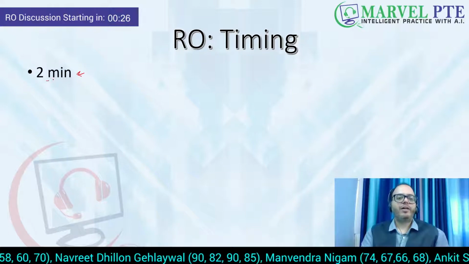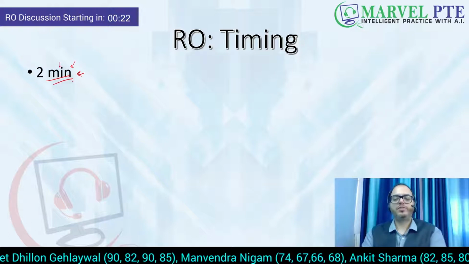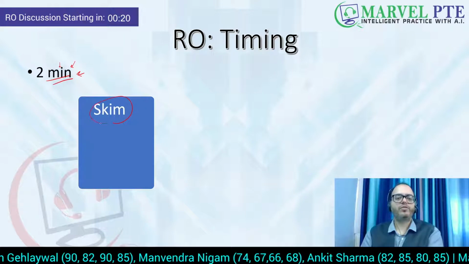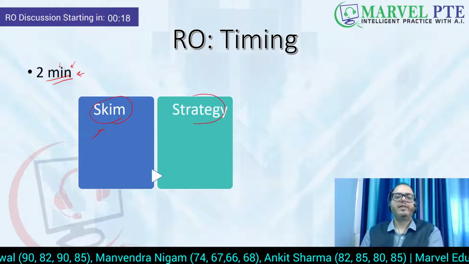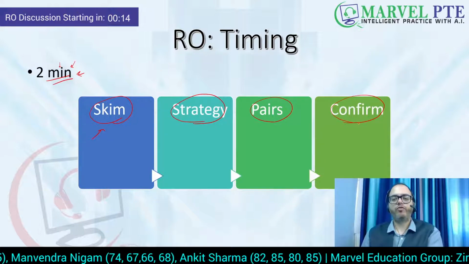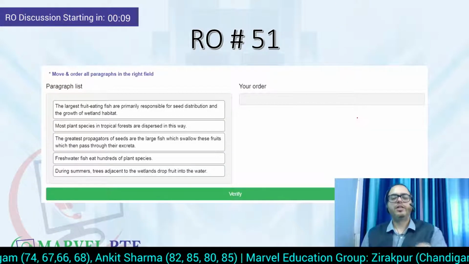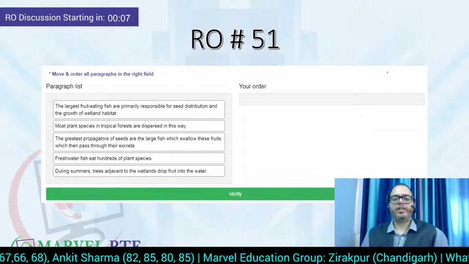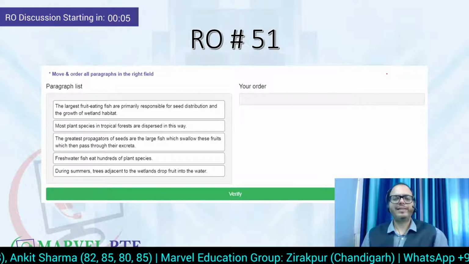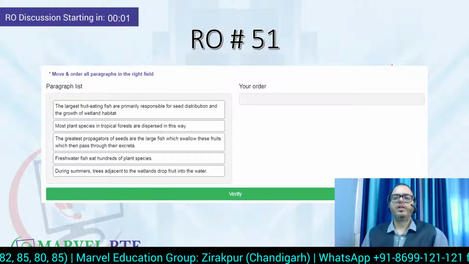In reorder paragraphs, you have to do the time management yourself, and the maximum time you can spend is 2 minutes. In those 2 minutes, first you have to do the skimming, then apply the strategies, then make pairs, and then confirm whether the pairs you have made are in the correct order. So this is today's reorder paragraph, and as usual, we are going to give you 30 seconds to skim through this. You can fast forward this video to see the explanation.